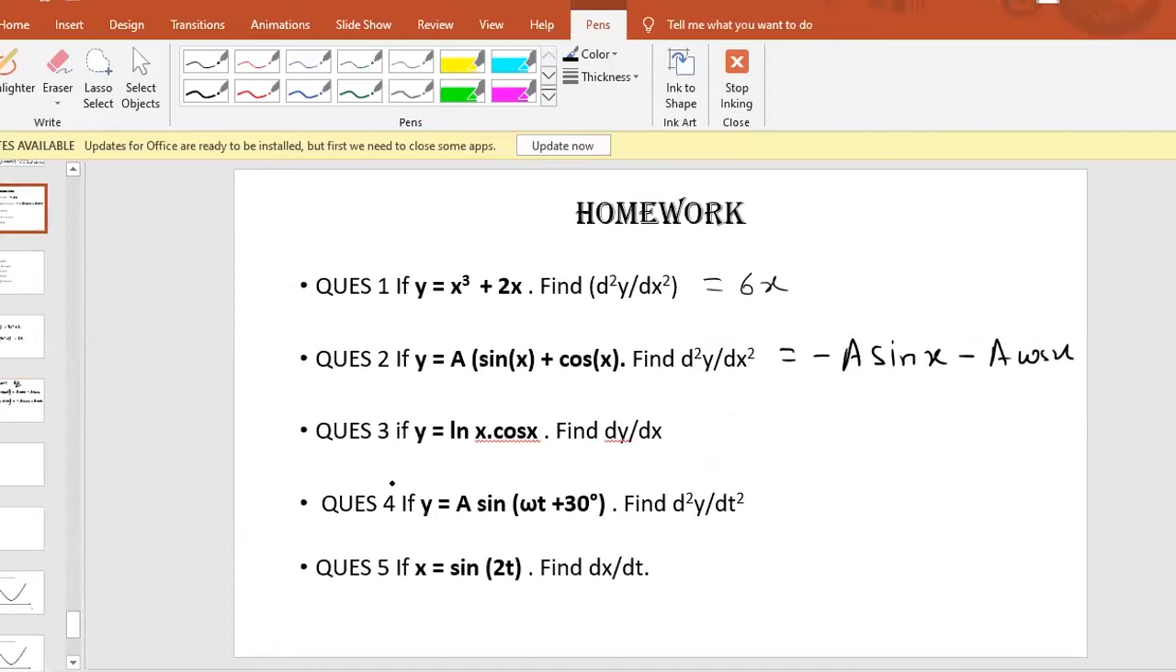Okay, third problem. y is equal to log x into cos x. We have to find dy by dx.